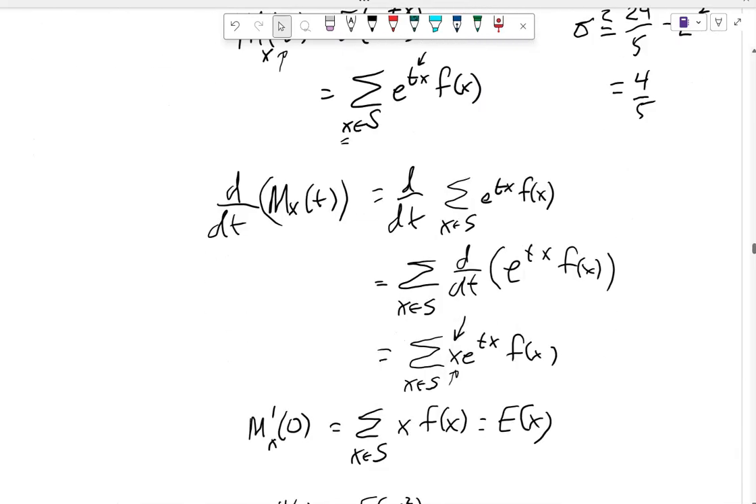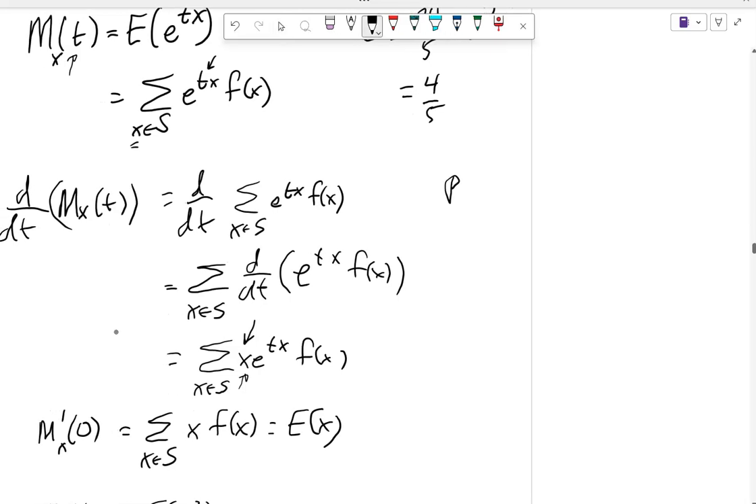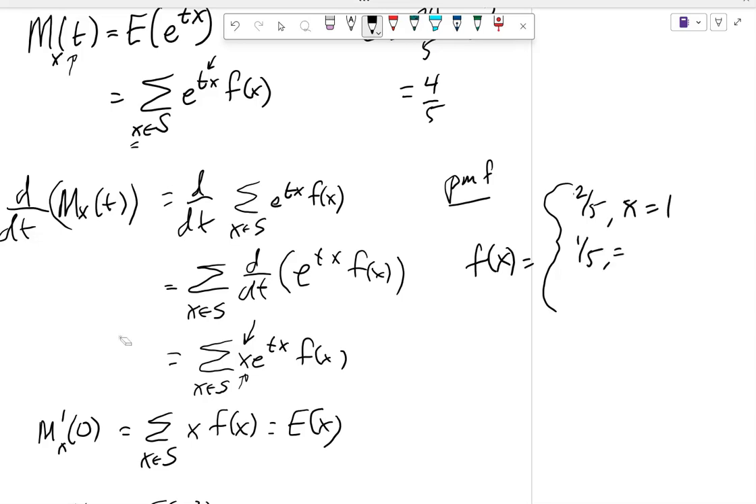So your PMF here, I guess I'll write it off to the side because I've wasted all that page. Your PMF will be 2/5 if x is equal to 1, 1/5 if x is equal to 2, and 2/5 if x is equal to 3.